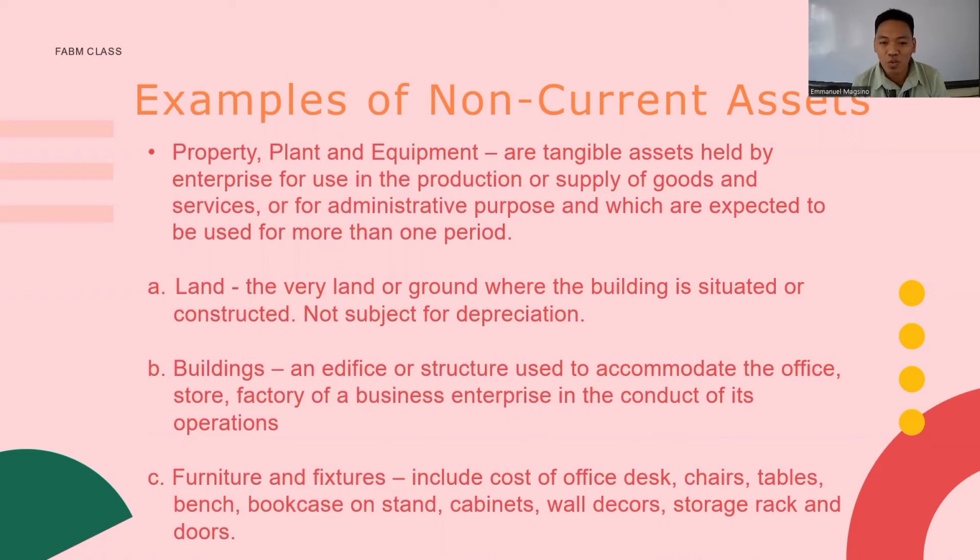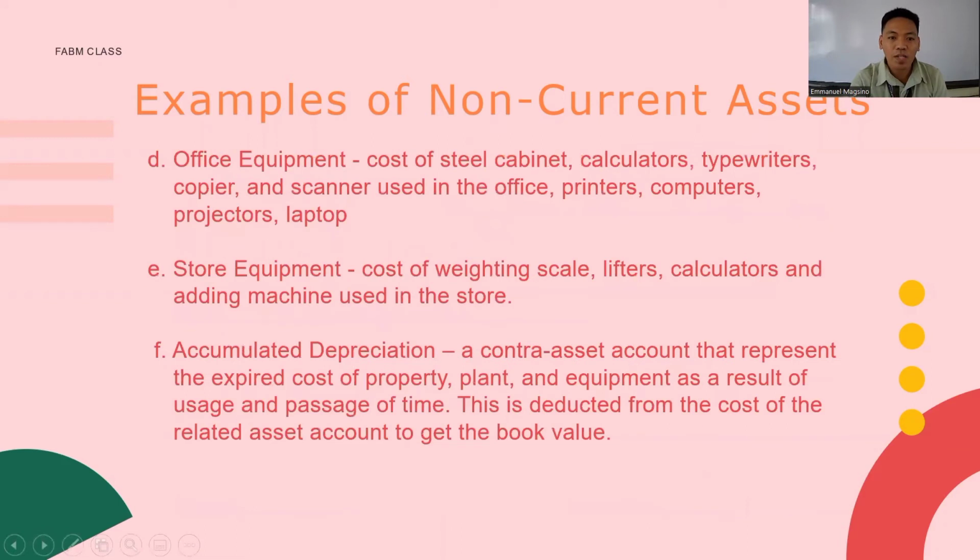Next, furniture and fixtures include the cost of office desk, chairs, tables, bench, bookcase, stand, cabinets, wall decors, storage rack, and so on. There are many. Next. We have office equipment. These are the cost of steel cabinet, calculators, typewriters, copier, scanner used in the office, printers, computers, projectors, laptops. Next, store equipment. These are the cost of weighing scale, lifters, calculators, and adding machine used in the store.